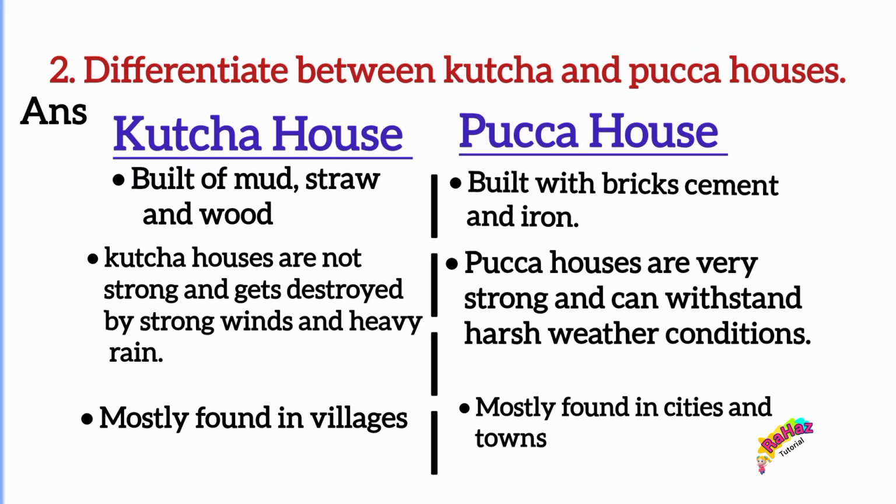Next question, differentiate between kacha and pakka houses. Kacha house built of mud, straw and wood. Pakka house built with bricks, cement and iron. Kacha houses are not strong and get destroyed by strong winds and heavy rain. Pakka houses are very strong and can withstand harsh weather conditions.